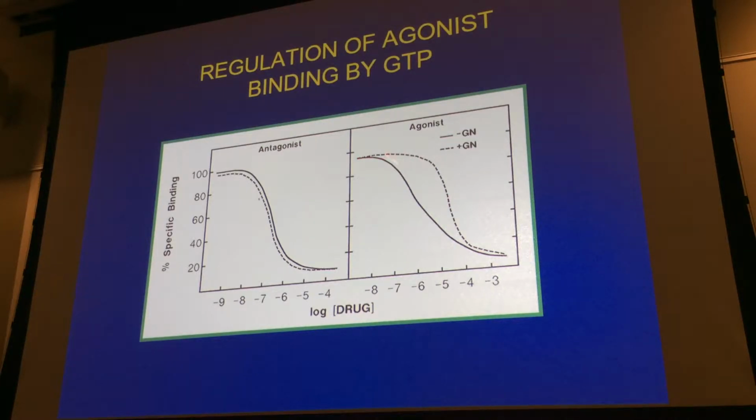Notice that not only are you shifting this curve to the right, but you're changing the slope, and you should understand that by now. Because here you have a low slope indicating a combination of two states, and a higher slope, a slope of 1 really, indicating only one state.